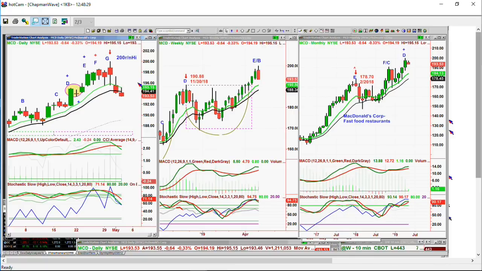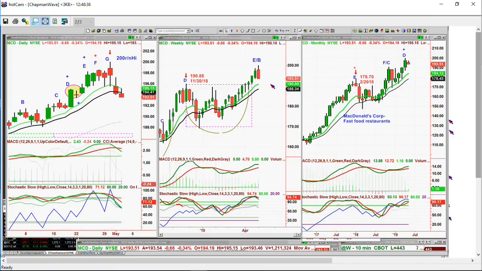So Brent did bring up McDonald's. I see McDonald's, the big test will be the weekly 9-period moving average right there, the green line in the middle there. So it's daily, weekly, monthly. In the middle is the weekly, and at 191, if McDonald's closes any week under 191, that will start to see some deterioration in the technicals.